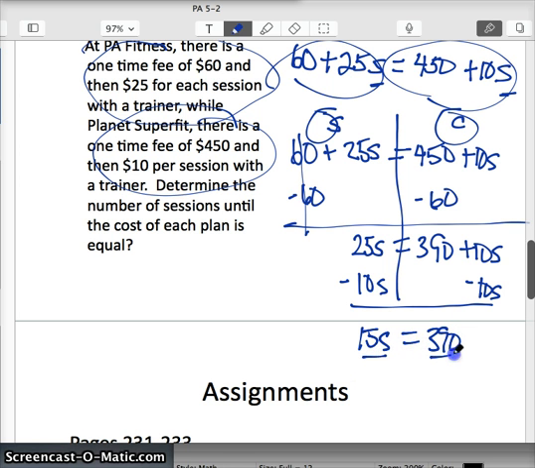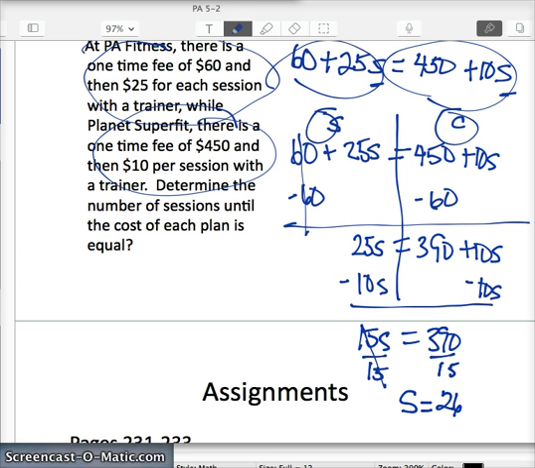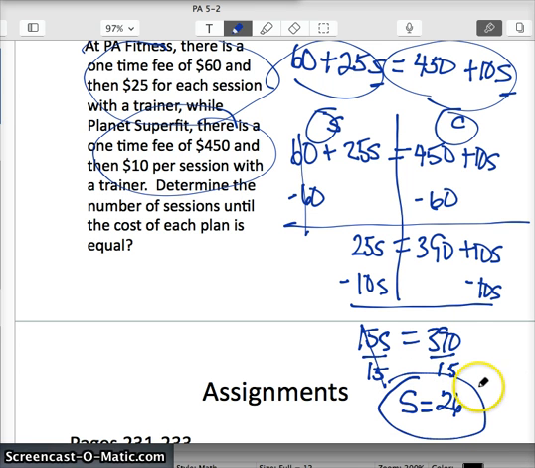Simply put, I'm going to divide both sides by 15. And when I do that, we get 26 sessions. So we recognize that in order for both of these offers from these different fitness centers to be equivalent, you need to use 26 sessions.